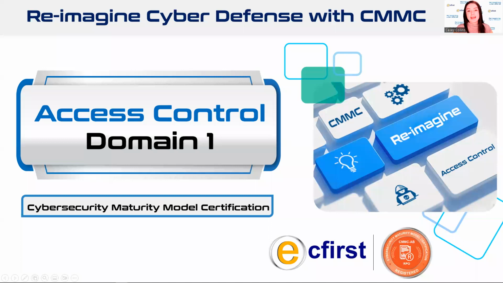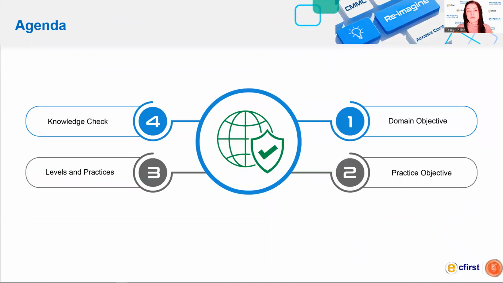This is Domain 1, Access Control of the Cybersecurity Maturity Model Certification, or CMMC. So we'll go through the objective of the domain in its entirety, the objectives of each practice within the domain, some descriptions on levels and practices, and a knowledge check.